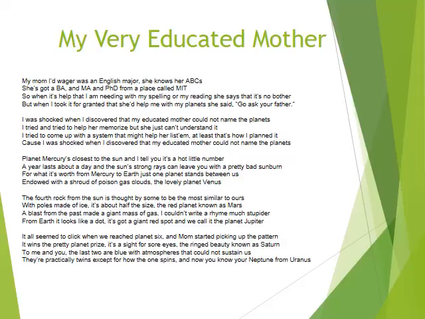The fourth rock from the sun is thought by some to be the most similar to ours. The pole's made of ice, it's about half the size of the red planet known as Mars. And a blast from the past made a giant mass of gas. I couldn't write a rhyme much stupider. It looks like a dot, it's got a giant red spot, and we call it the planet Jupiter.